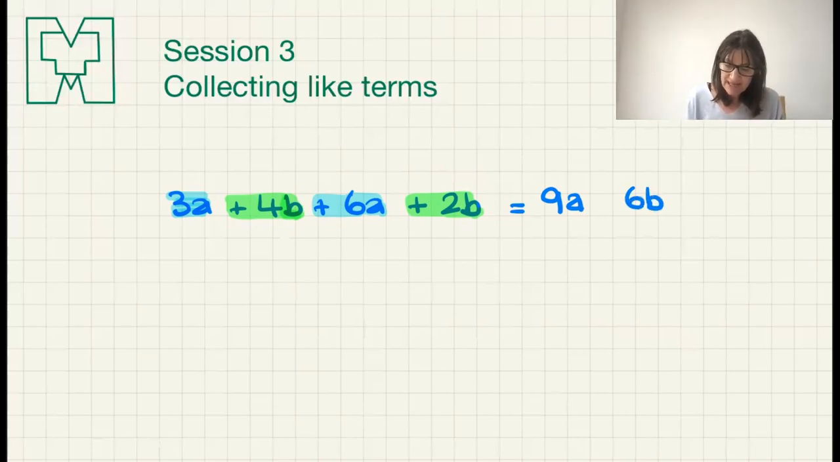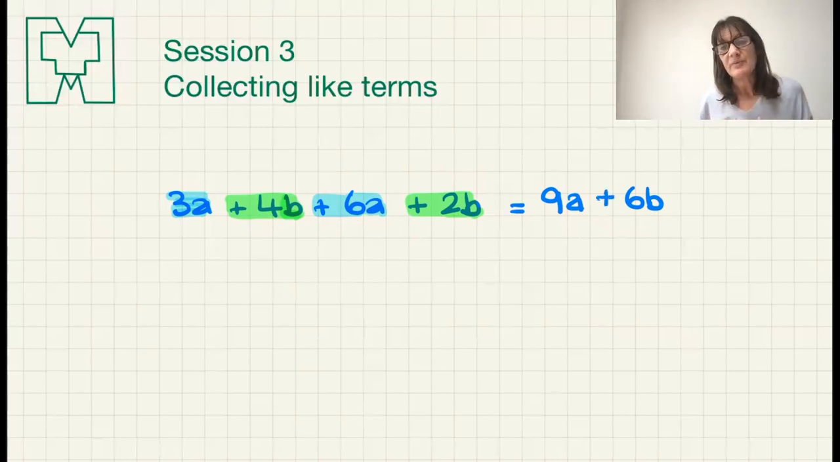Now, I do have to have a sign between these. I can't just leave it floating around. There were signs between all of this. There needs to be a sign between this. 4 plus 2 is 6. 6 is positive, so I'm going to show the plus sign.